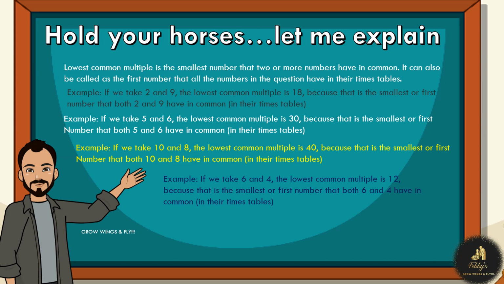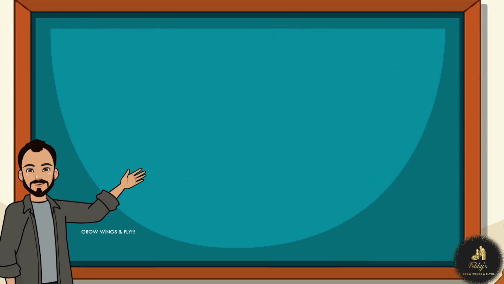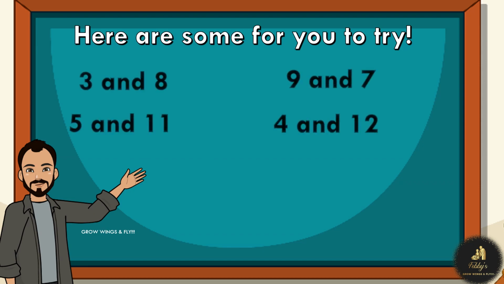So what we need to do is make sure that we use the method we learned in equivalent fractions to convert the fractions into fractions which have a common denominator. Let's have a look. In this particular case, 3 and 8, 9 and 7, 5 and 11, 4 and 12. Can you try finding the lowest common multiple for these? Pause the video and give it a try.